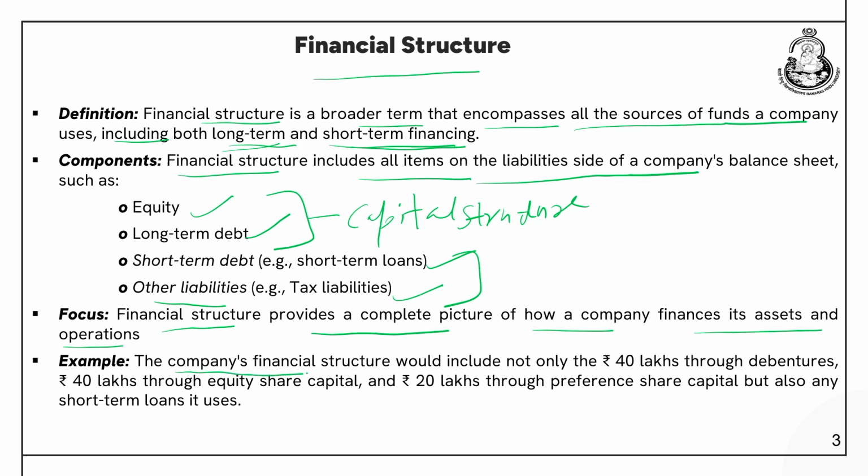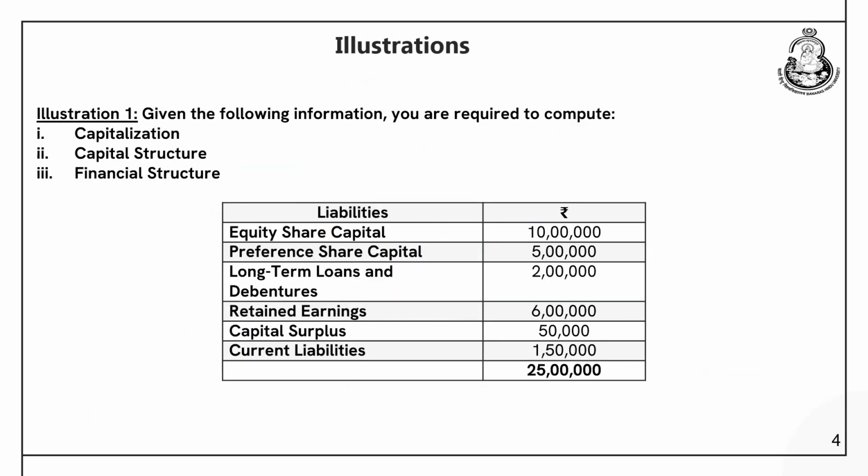Now, a company's financial structure would include not only 40 lakhs through debentures, 40 lakhs through equity, and the remaining 20 lakhs through preference shares, but also any short term loans it uses apart from these sources. So, that is what financial structure is. Now, I think we can understand this concept with a problem, or we can say an example, to have a better understanding of the concepts.